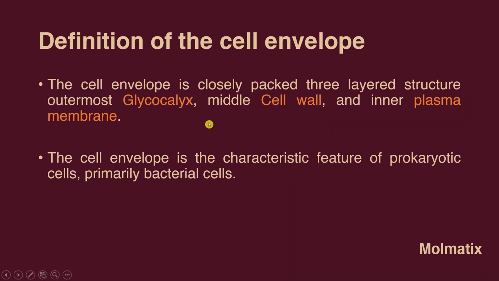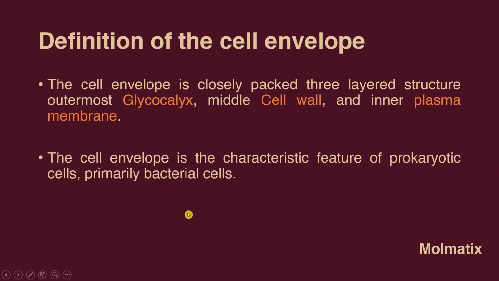First of all, we will see the definition of the cell envelope. The cell envelope is a closely packed three-layered structure in which the outermost layer is the glycocalyx, the middle one is the cell wall, and the innermost layer is the plasma membrane. These are the three layers present in bacterial or prokaryotic cells. They unite to form the cell envelope as an intact structure.